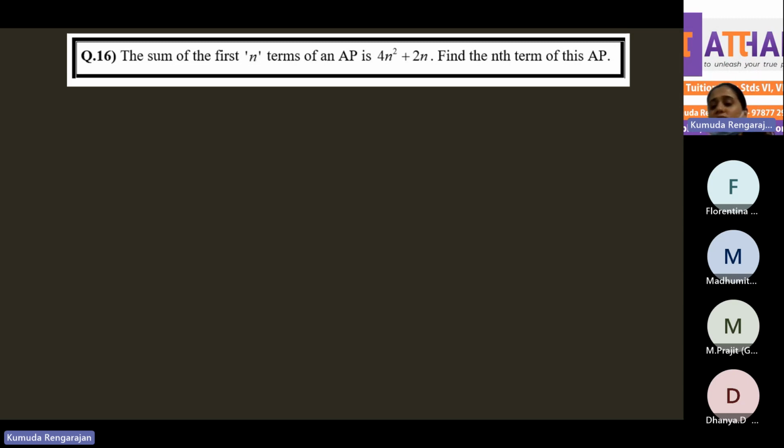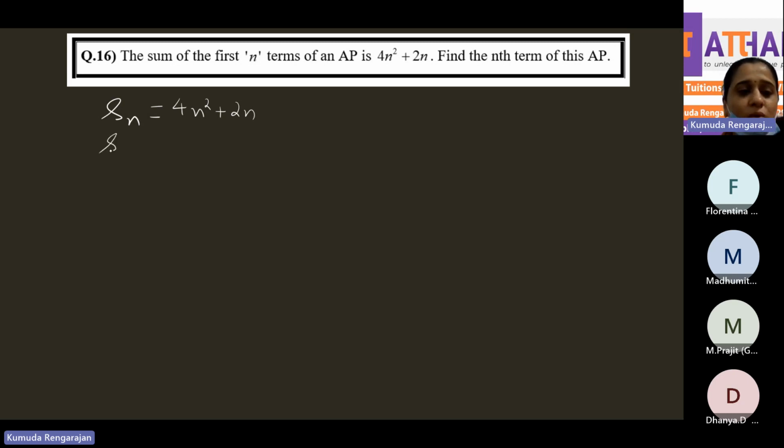Okay, so understanding the information given is important. Once you understand that, the answer is very easy. So please listen. The sum of the first n terms, that means Sn, the sum of the first n terms of an AP is 4n squared plus 2n. Find the nth term of this AP.